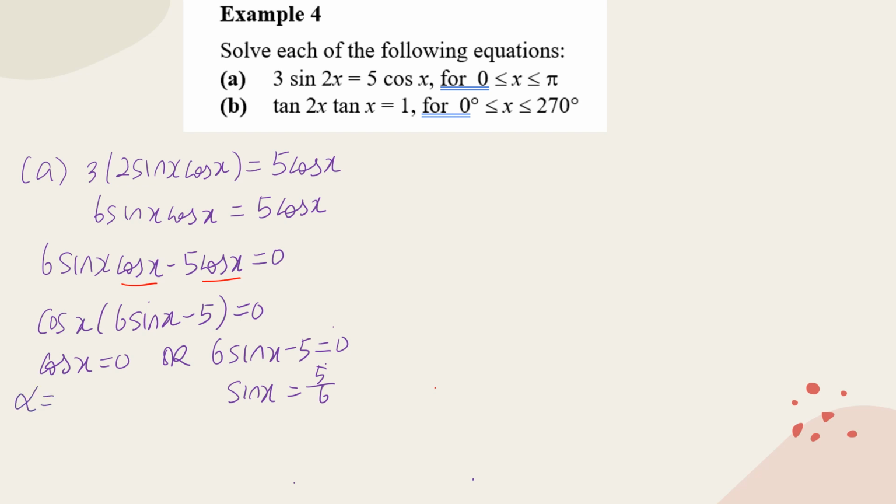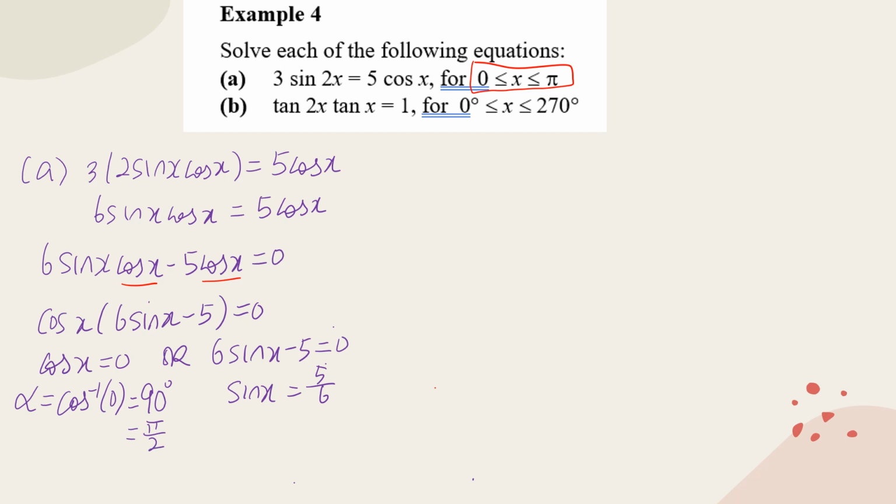If cos x equals 0, the reference angle alpha will be cos inverse 0. Cos inverse 0 will give you 90 degrees, but we don't leave the answer in degrees, because if you look at the range given in the question, it's supposed to be between 0 and pi. So 90 degrees, if you convert it to pi, is pi/2.